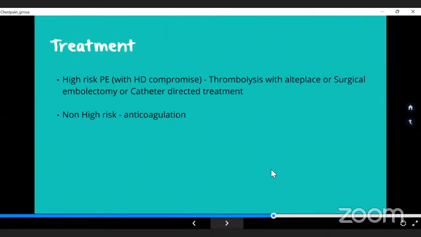Treatment is anticoagulation if the patient does not have hemodynamic compromise. If the patient is stable, you have to go for anticoagulation, maybe with enoxaparin, maybe with heparin, or thrombolysis. Or if the patient has suspected pulmonary embolism and is hemodynamically unstable, you have to do direct intervention like surgical embolectomy, catheter-directed fibrinolysis, or systemic fibrinolysis or thrombolysis with alteplase to get rid of that big block. That is all about pulmonary embolism.